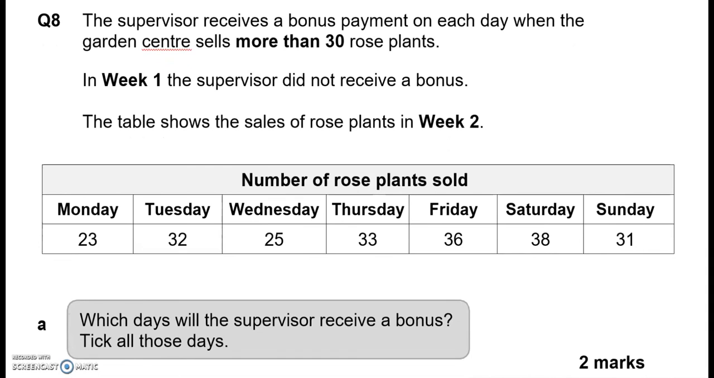The supervisor receives a bonus payment on each day when the garden centre sells more than 30 rose plants. In week 1, the supervisor did not receive a bonus. The table shows the sales of rose plants in week 2. Which days will the supervisor receive a bonus? Tick all those days. So we're looking for over 30: 32 is over 30, 33, 36, 38, 31.